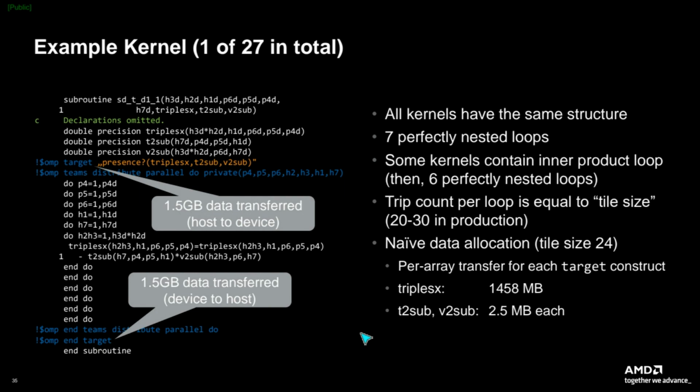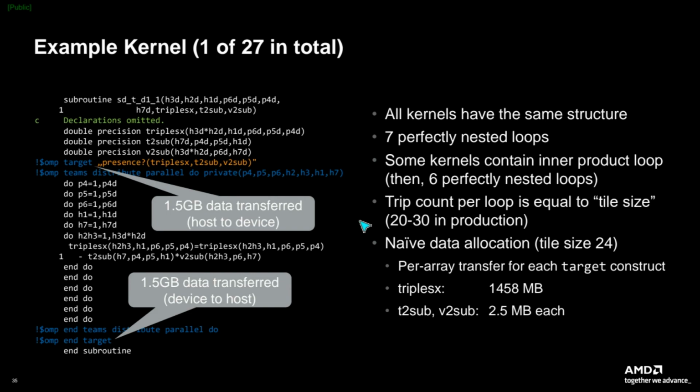So here's an example kernel, and they offloaded 27 in total, but here's just one. All of the kernels have the same structure. There are 7 perfectly nested loops, and some kernels contain an inner product loop, so then 6 perfectly nested loops, and the trip count per loop is equal to tile size. The tile size would be 20 to 30 in a production run, and with a naive data allocation, you could do a tile size of 24.